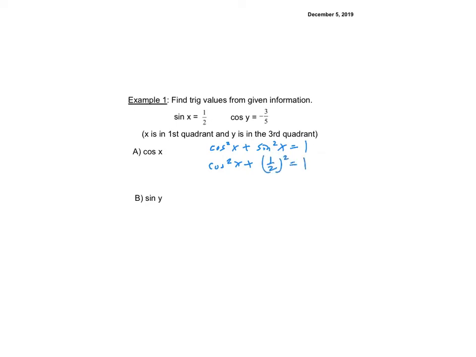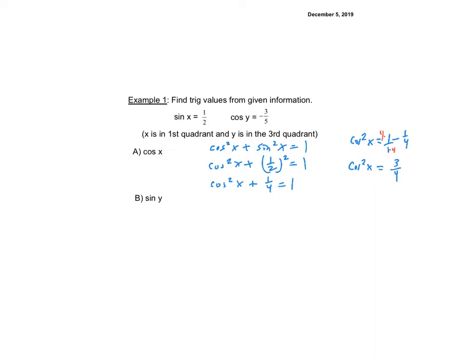So now I can just square 1/2. I square both the numerator and denominator, and I end up getting 1/4. Now I want to get the cosine squared of x all by itself, so I can subtract 1/4 from both sides. So now I can simply get a common denominator. My common denominator here is 4. So then 4 minus 1, there's 3, and then write down the common denominator, 4.